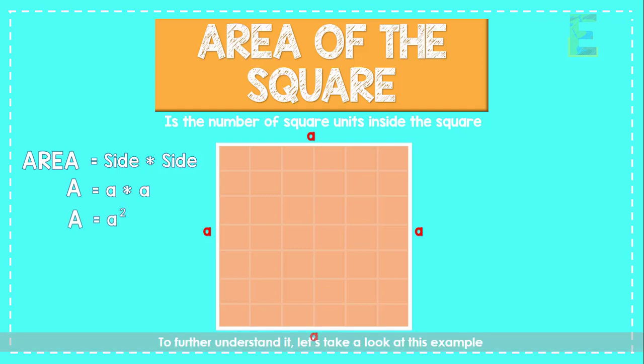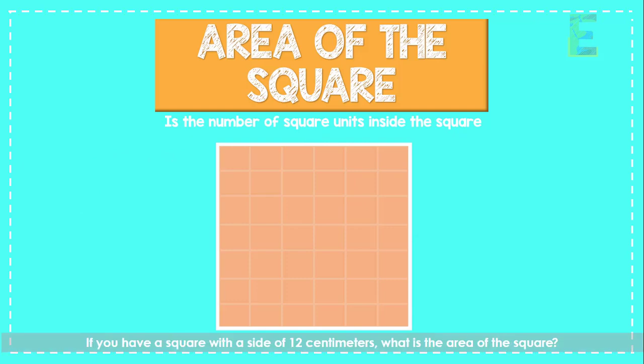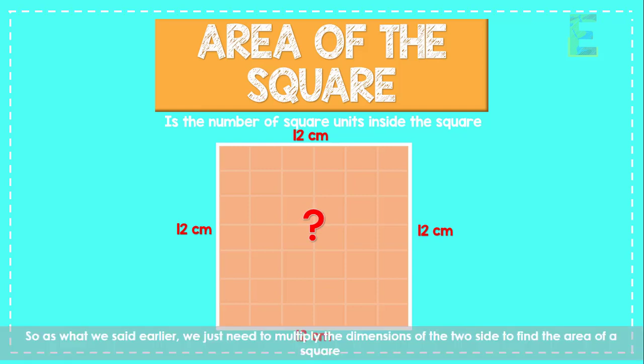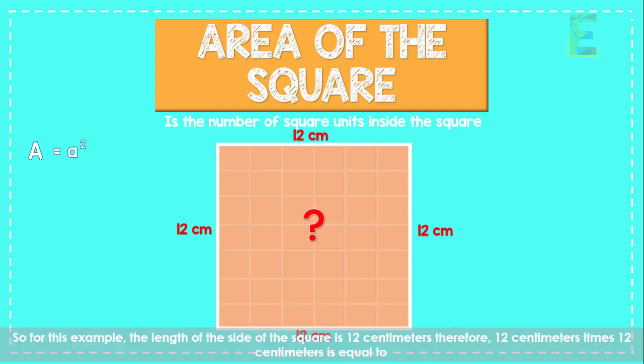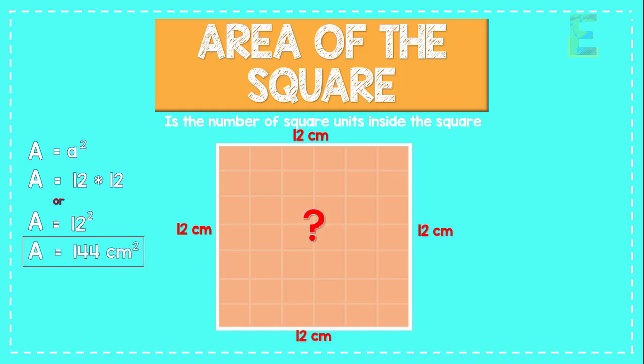To further understand it, let's take a look at this example. If you have a square with a side of 12 centimeters, what is the area of the square? As we said earlier, we just need to multiply the dimensions of the 2 sides to find the area of a square. For this example, the length of the side of the square is 12 centimeters. Therefore, 12 centimeters times 12 centimeters is equal to 144 centimeters squared.